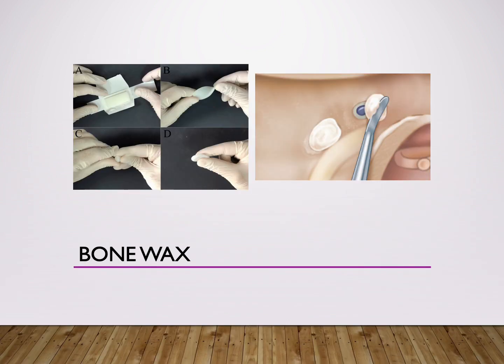So to prepare bone wax, what you're going to want to do is take it out of the package, and you'll want to knead it in your fingers until it becomes warm and soft and pliable. And then you're going to take a really small piece, roll it into a ball, and stick it on the back of a Freer elevator or maybe a Penfield elevator. And this is what you're going to pass to the surgeon, and they'll use that to scrape a little bit of the bone wax onto the bone.